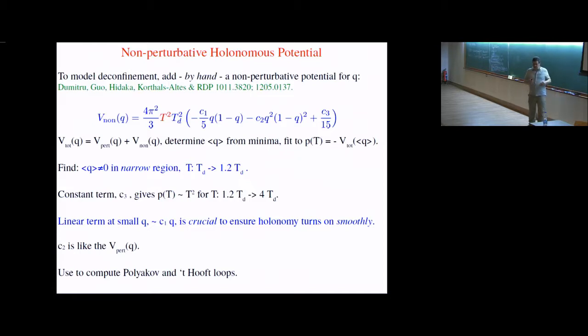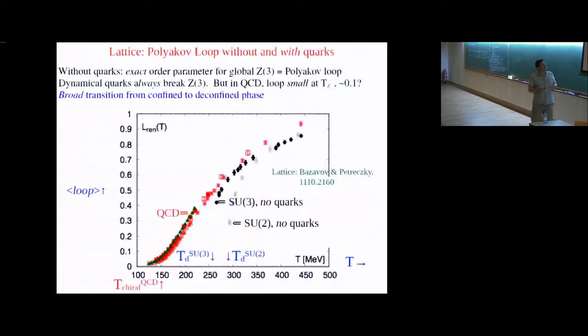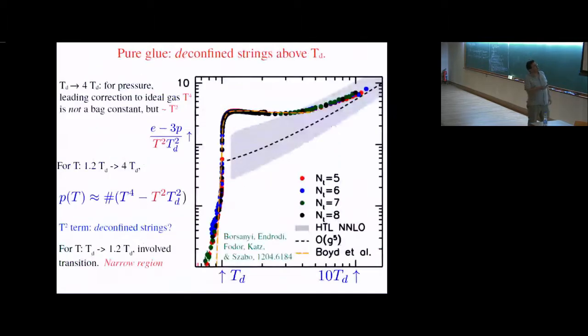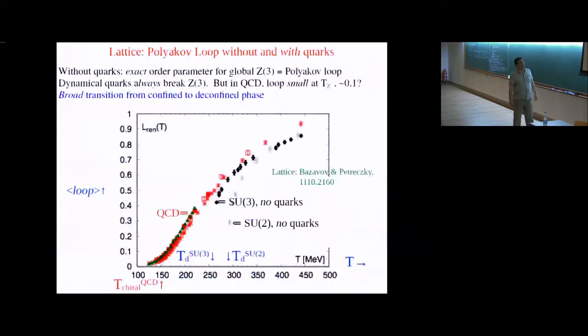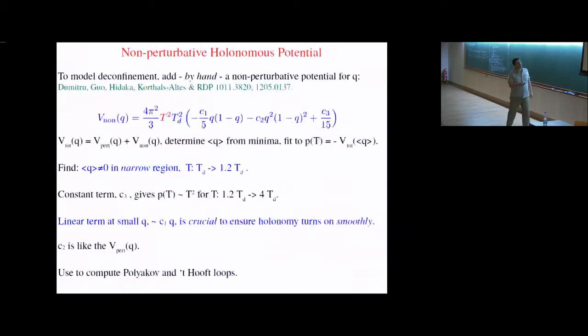The whole tail that you saw previously here is actually generated by a constant term that we add by hand. So it's this constant term, this C3, that gives rise to that plateau. And everything else going on near the transition temperature is coming from these two terms.